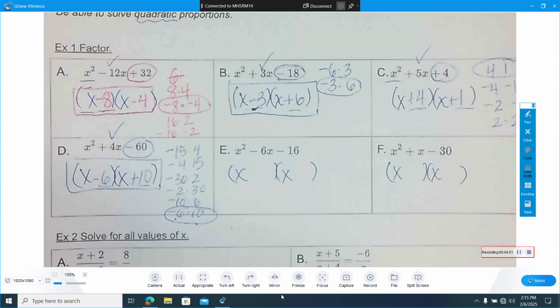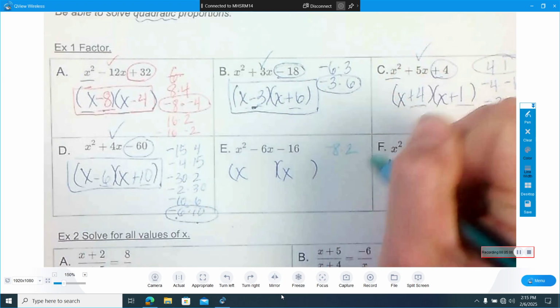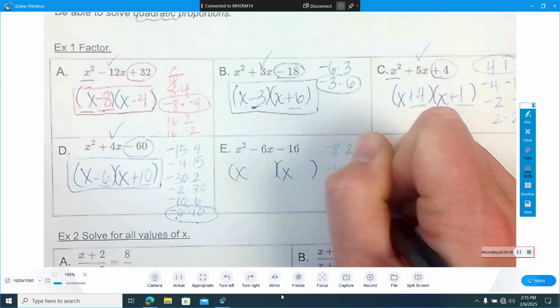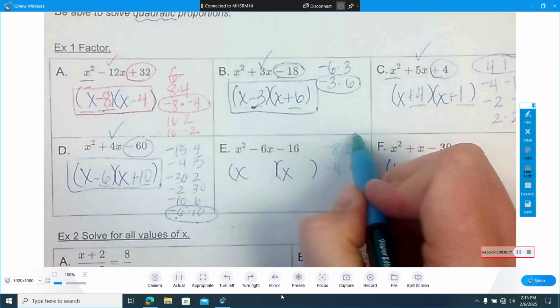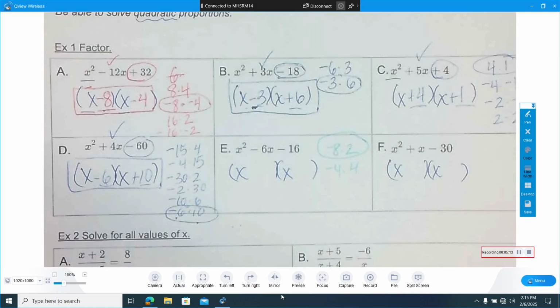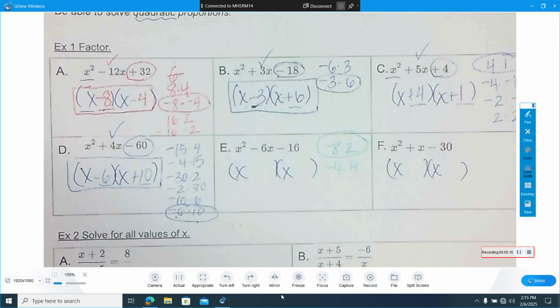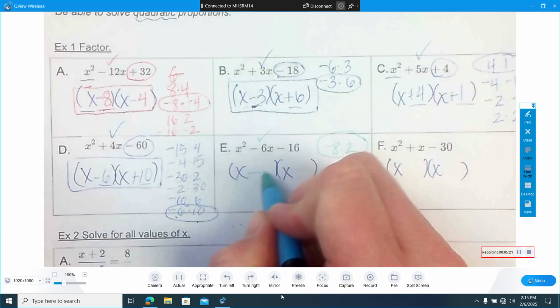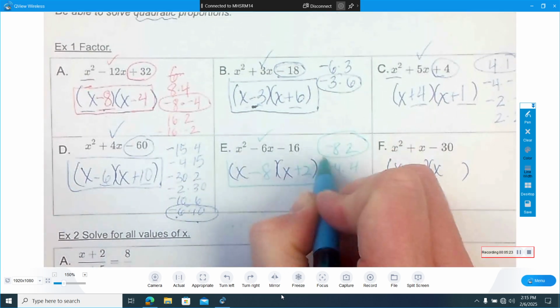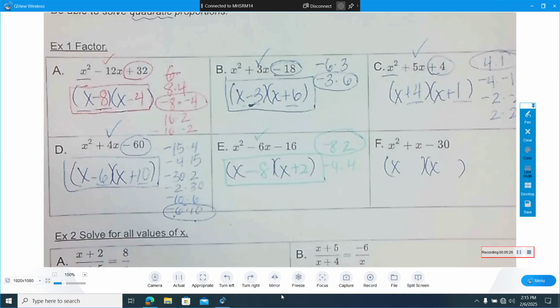All right. Last times last has to be negative 16. What times what is negative 16? Negative 8 times 2. That gives us negative 6. All right, we've got negative 8 times 2. We've got negative 4 times 4, and vice versa, and you are right. Negative 8 and a positive 2 gives us that negative 6 we're looking for in the center. Negative 8 and positive 2. I'm out of blue.